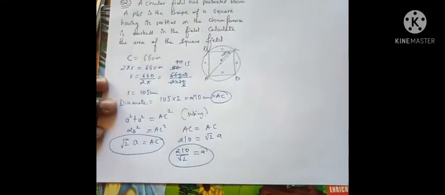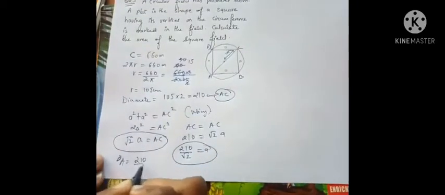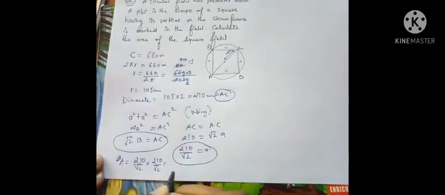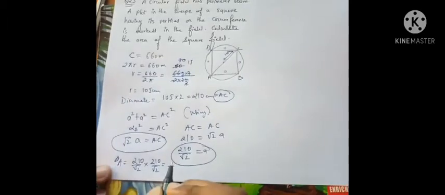And how to find the area? If you have got this and this, you can just multiply and you will get the area. Area is equal to 210 upon root 2 into 210 upon root 2. So this root 2 is going to become 2, and 210 and 210 can be multiplied, and what are you going to get?